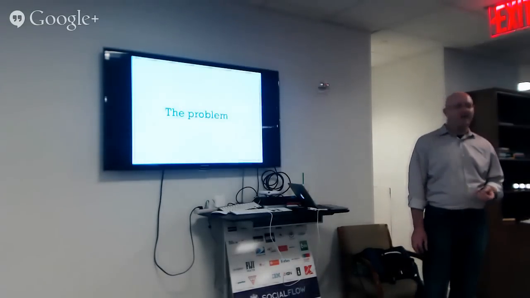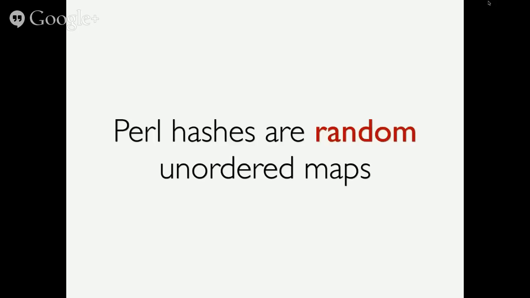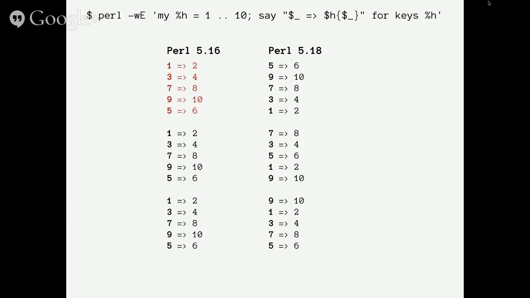So, starting off, the problem. As we know, Perl hashes are unordered maps. So you have a set of keys and values that are paired up, and the order that you get them is indeterminate. In fact, they are random and becoming more so. So if we think about this little script up here, this one-liner, it creates a hash with the values 1 to 10, so 1 pairs with 2, 3 pairs with 4, and so on, and then just dumps it out. And on Perl 5.16, you'll notice that the order you get things out doesn't have anything to do with the order that they went in.